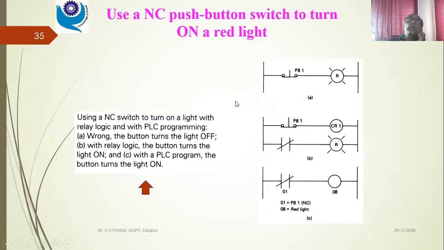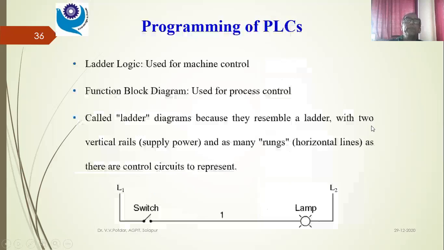Use a normally closed push button switch to turn on a red light. Using an NC switch to turn on a light, with relay logic and with PLC programming. The button turns the light off with relay logic, and with the PLC program, the button turns the light on. This is a PLC program, this is your relay logic, and this is also relay logic. This is a control relay.